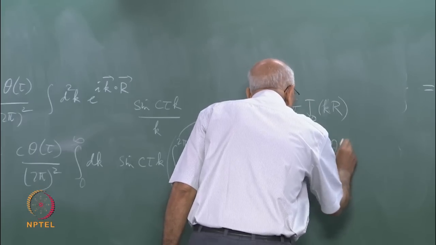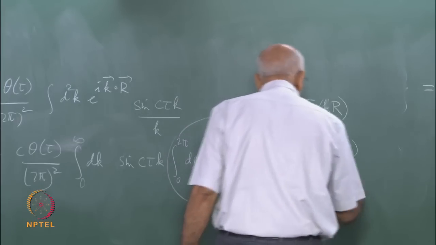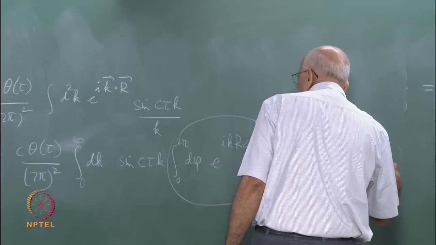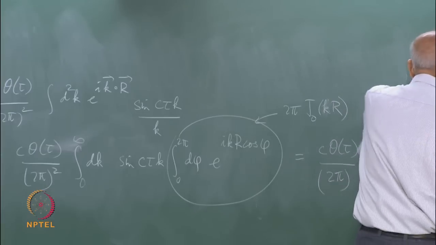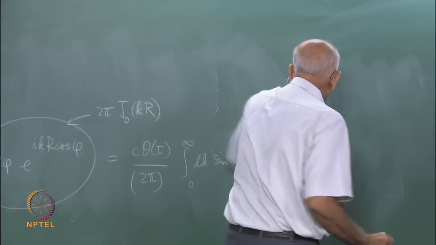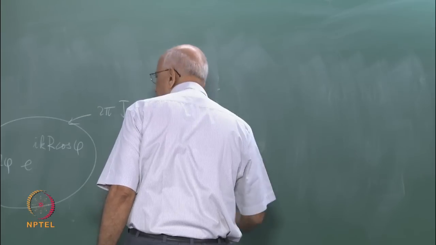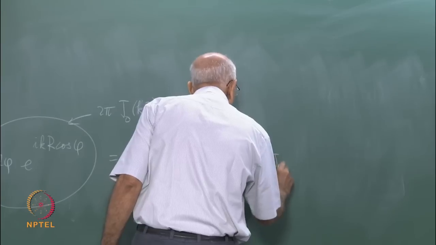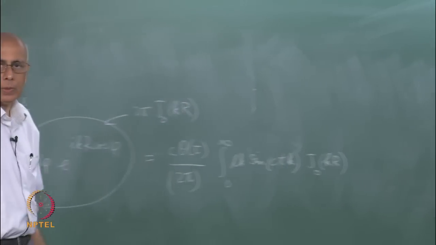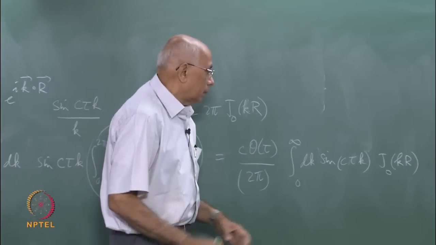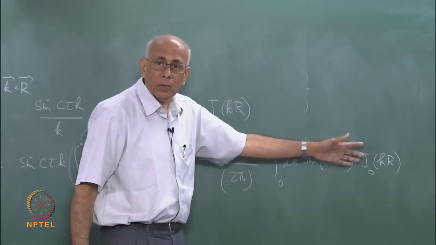So this is c times theta of tau divided by 2 pi, one of the 2 pi's goes away, and then you have an integral from 0 to infinity dk sine(c tau k) J0(kR). Now, we can rewrite this as the imaginary part of e to the i c tau k times J0.